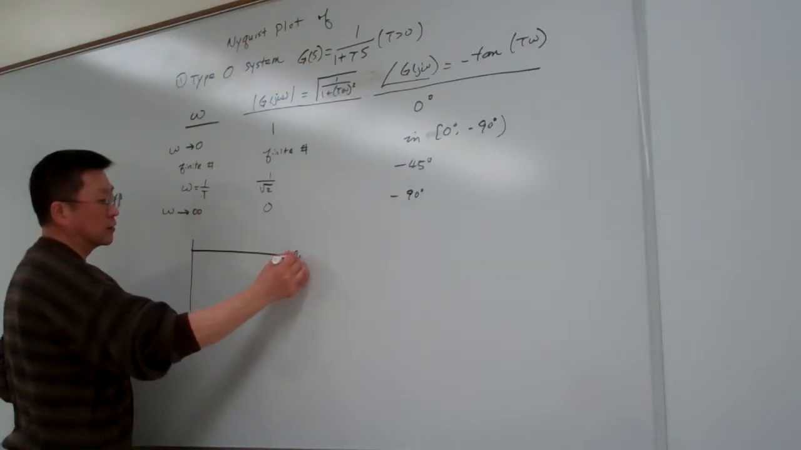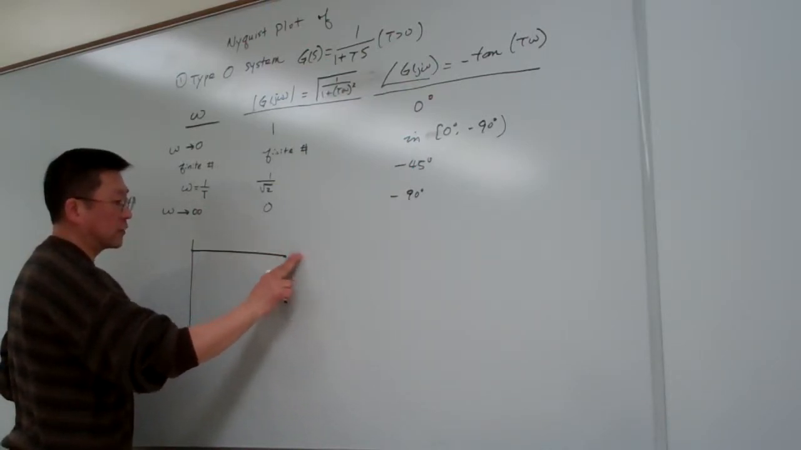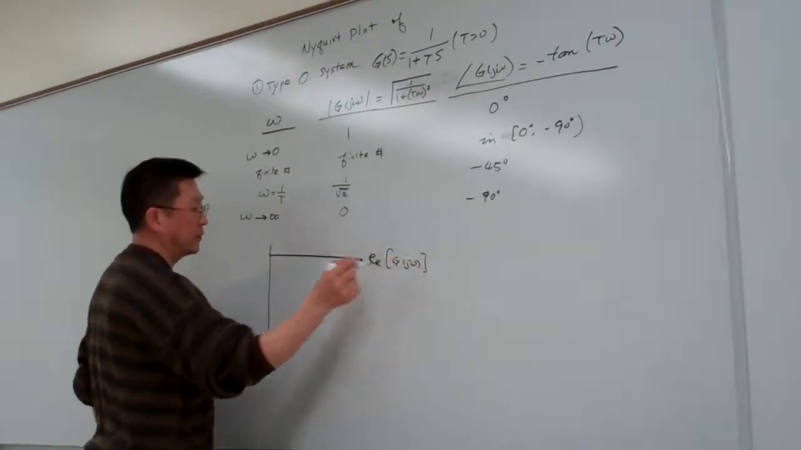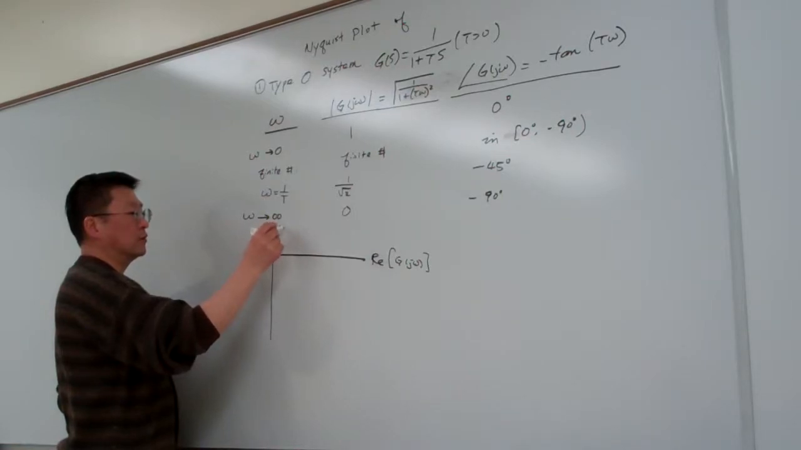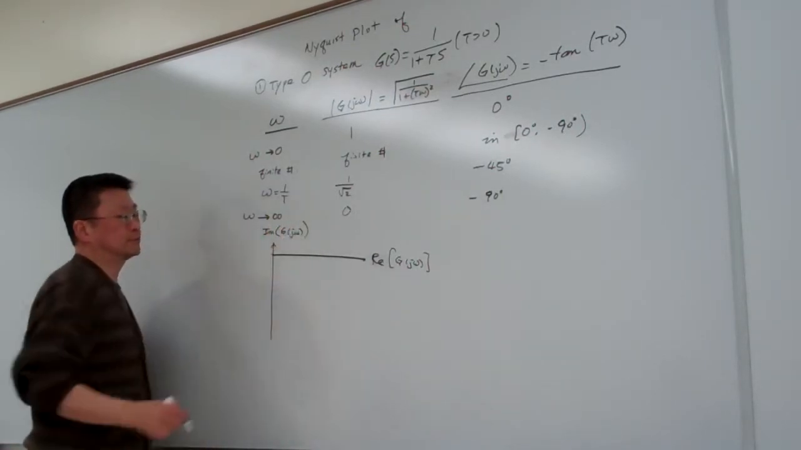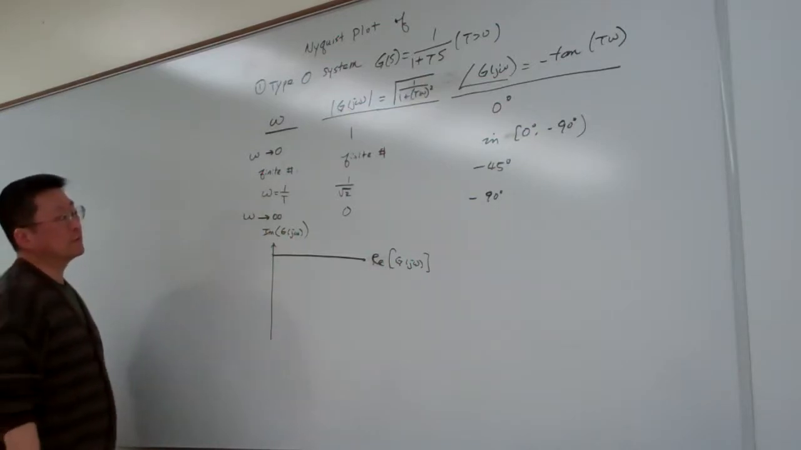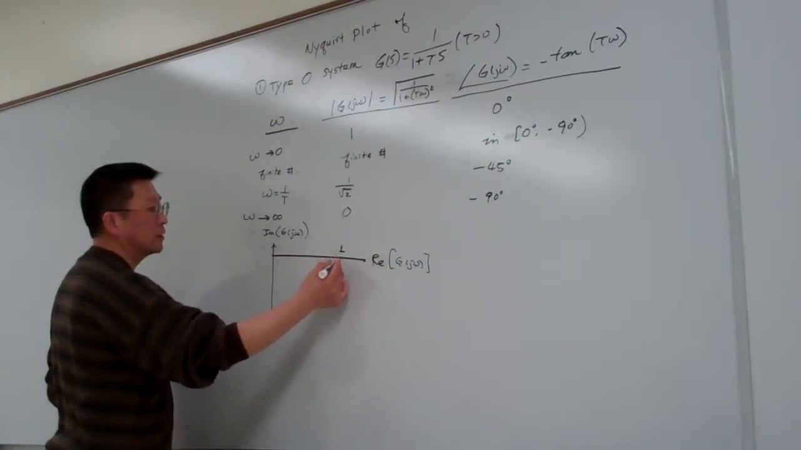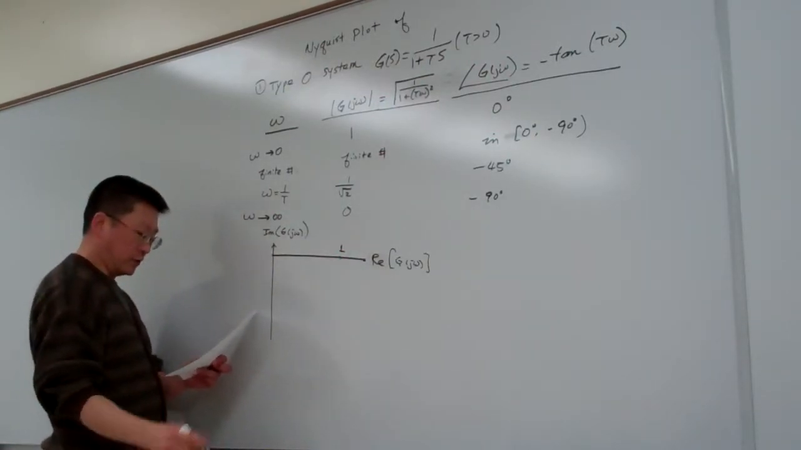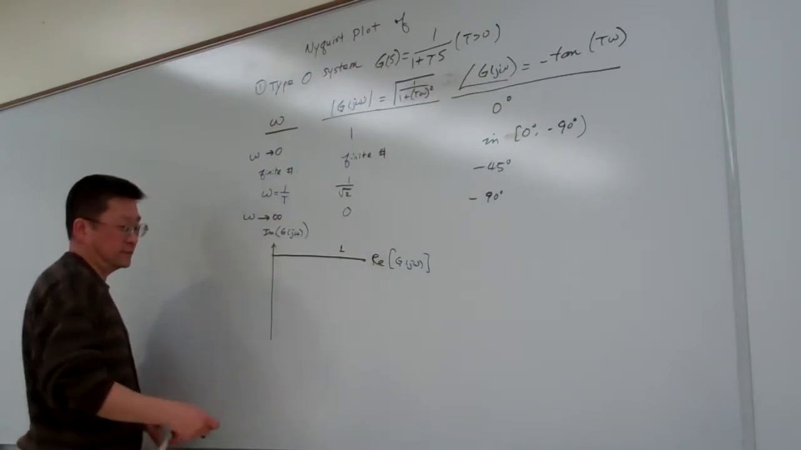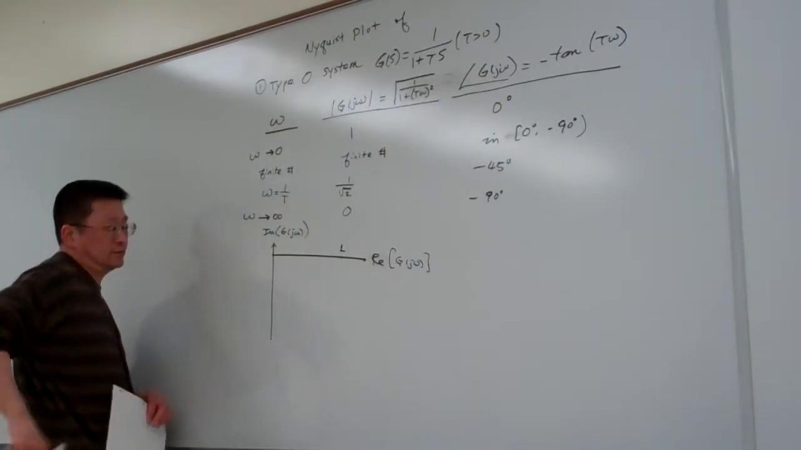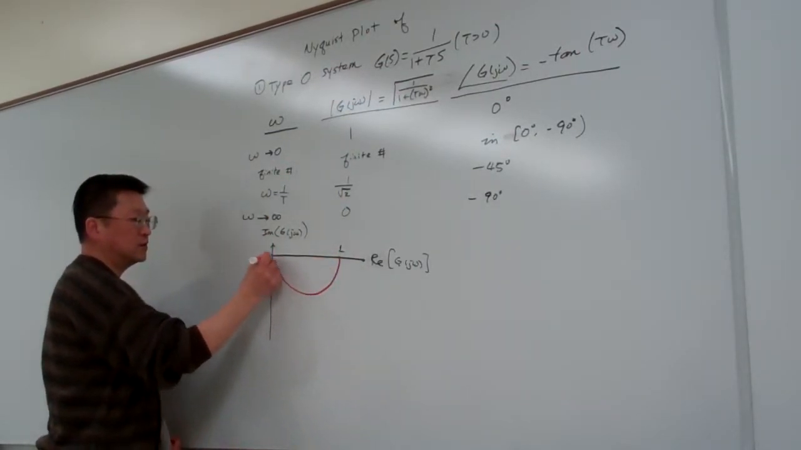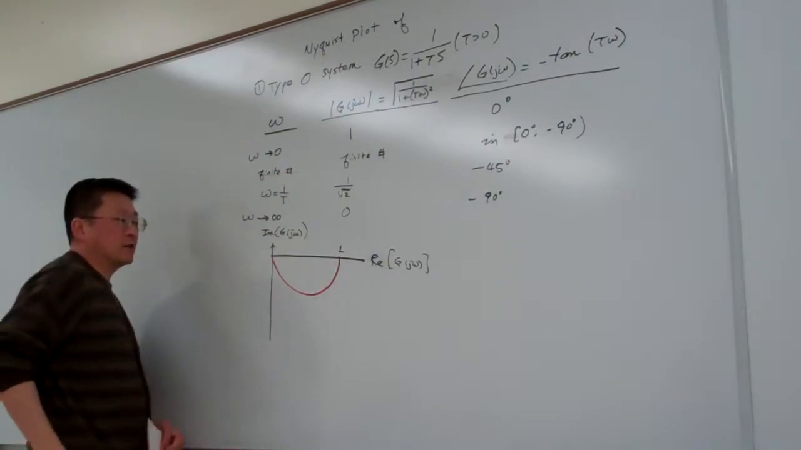And this is in the real part of the G(j omega) and imaginary part of the G(j omega). So starting from here, when omega equal to 0, that is 1 here, and the whole thing will be something like this. Again, this one we have seen last time.